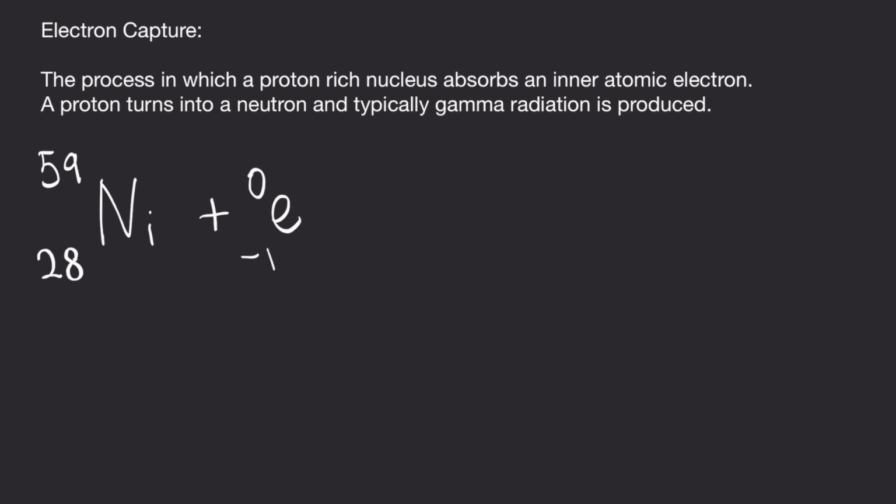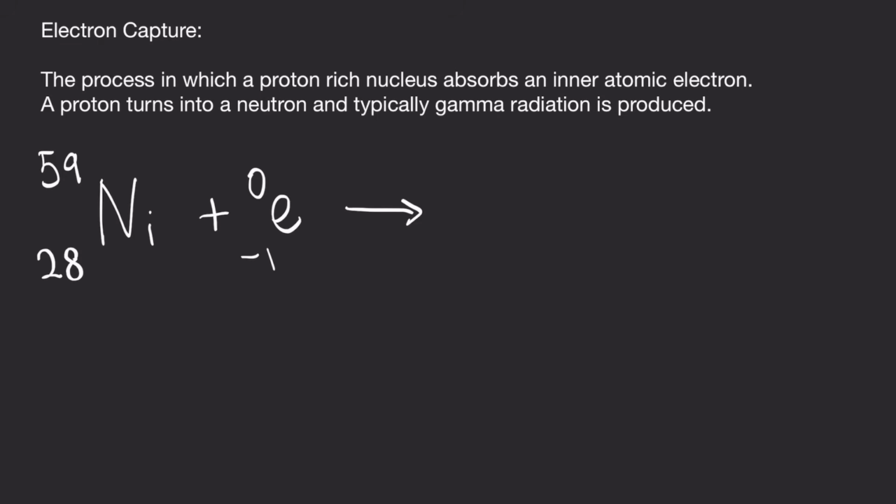Another process that we need to know is electron capture. It's the process in which a proton-rich nucleus will absorb one of its own inner atomic electrons. The proton will turn into a neutron. Typically, you also have gamma radiation being produced. It could also be X-rays. In this process, one of the protons will actually turn into a neutron.